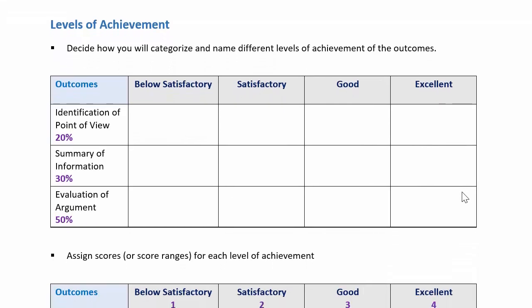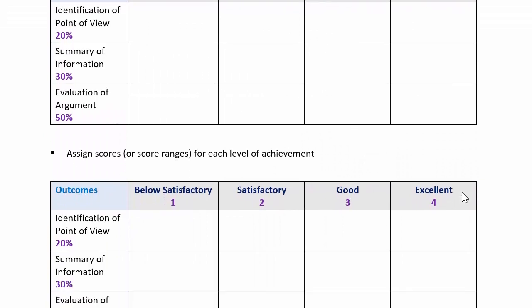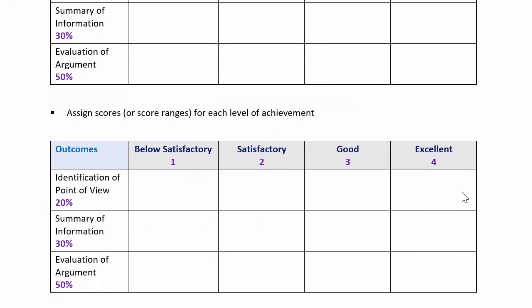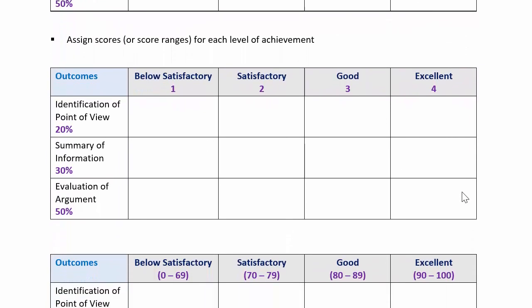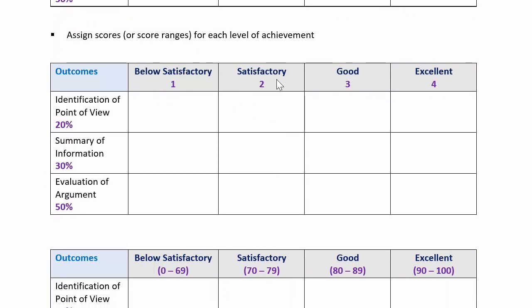And then you assign scores or score ranges for each level of achievement. So in this first example here, you have a 1, 2, 3, or a 4. So if the student meets the outcome at the excellent level, a 4 is assigned, and so forth.